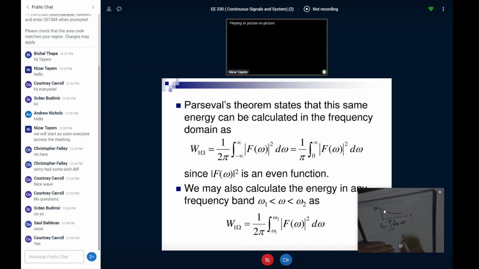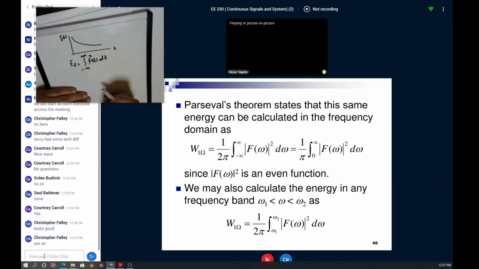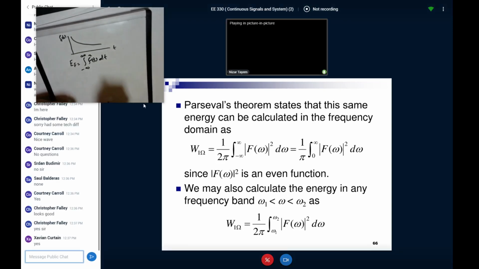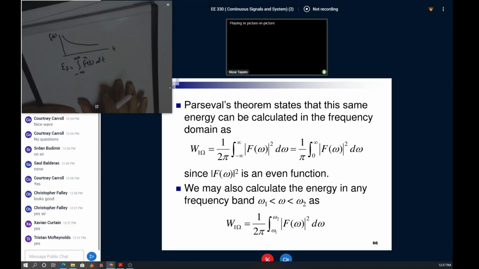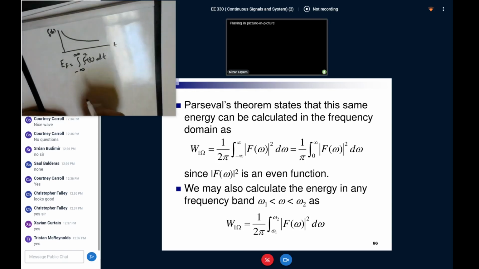Can you see my writing or no? Yes. Okay. Yeah, we see that. Yeah, I think the board is better than writing on the paper, right? It's better than before? Okay. It is way better.